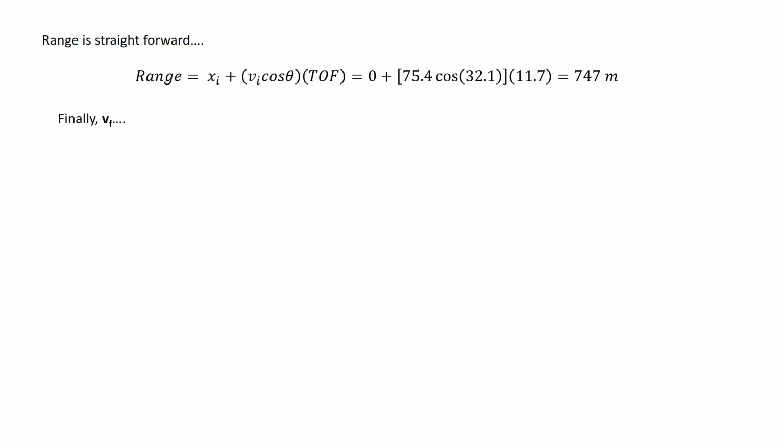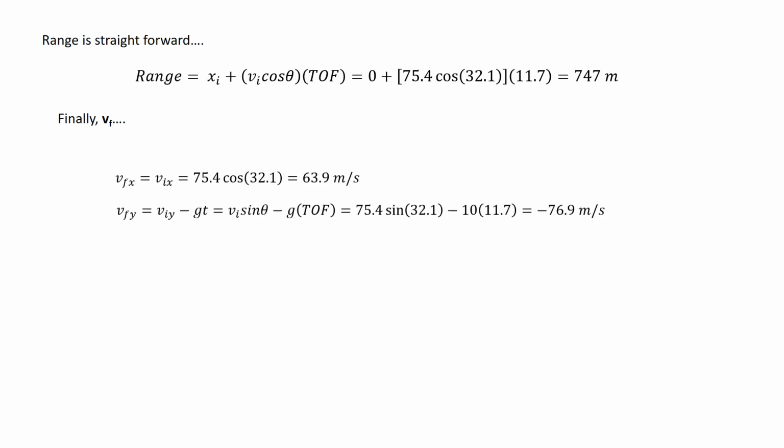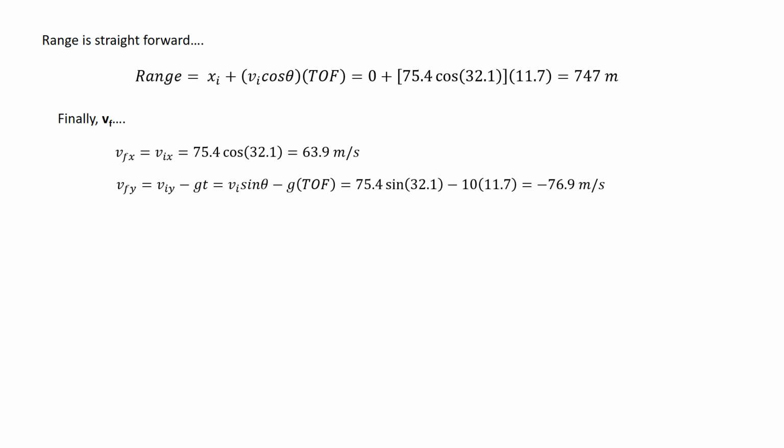Now the v final is a little bit more difficult, but not impossible. Putting my values into my equations, I find that my v final x is 63.9 meters per second. I find that my v final y is going to be minus 76.9 meters per second. That should make sense. My x is still moving horizontally. My y is moving down. So I should get a positive x value and a negative y value.